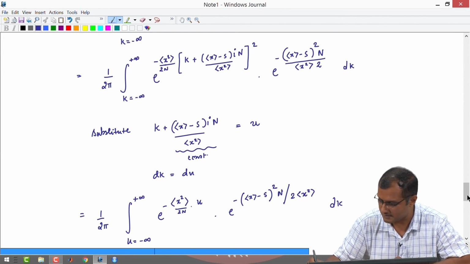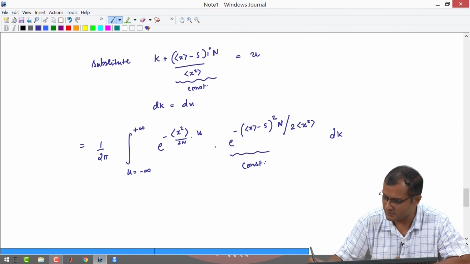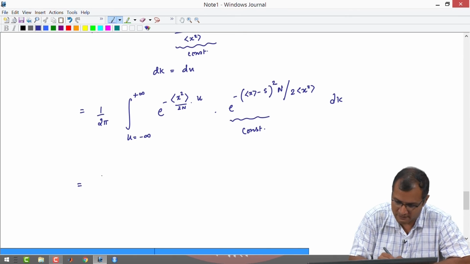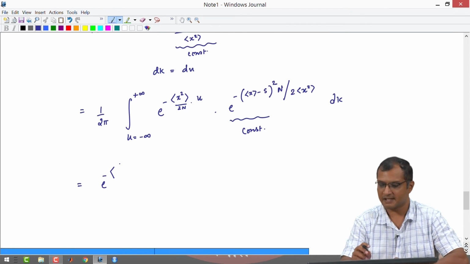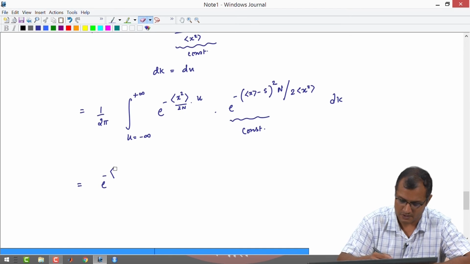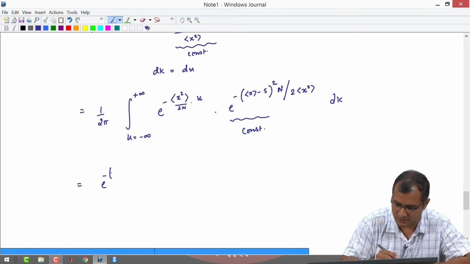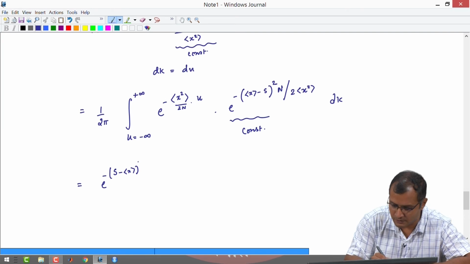This exactly is a constant. Okay, so for this integral, this is also a constant. It does not depend on k, so it will come out of this. So what I'll have is basically e raised to minus, and I can write down mod x minus s the whole square as s minus mod x the whole square. Okay, square of a negative number is the same as the square of the positive number. So I can write this as s minus mod x the whole square, divided by 2 into x square by n.